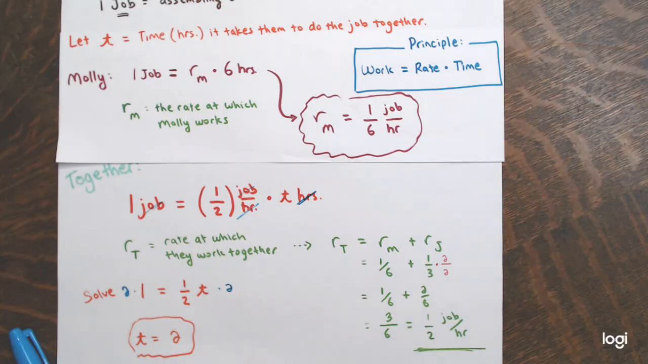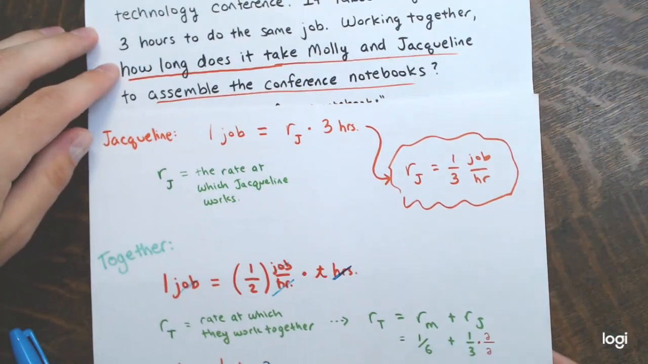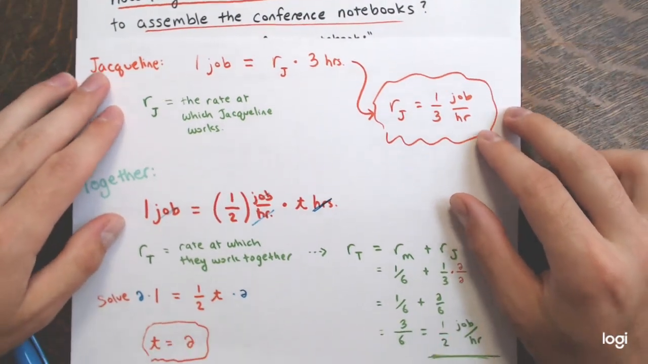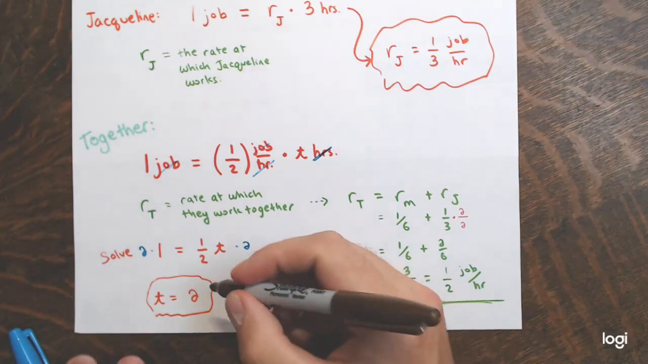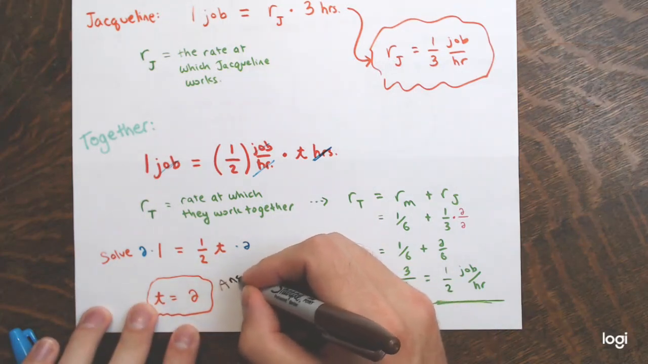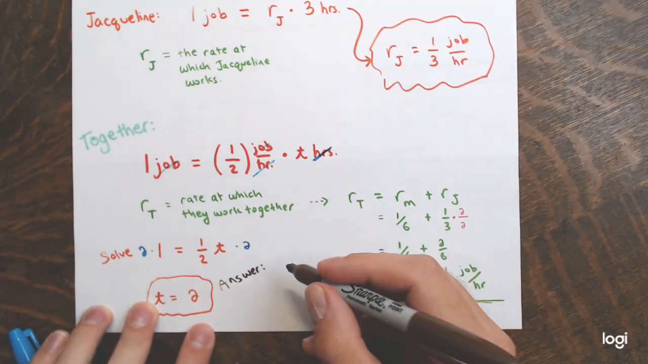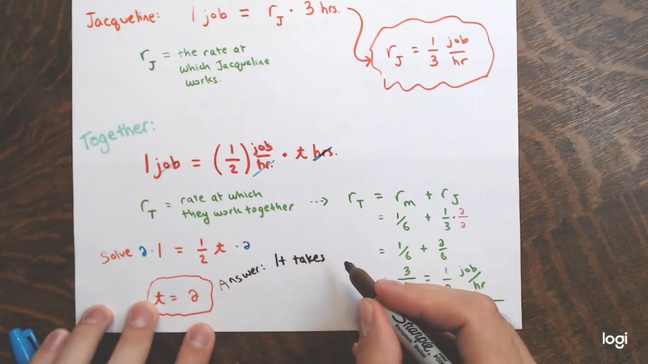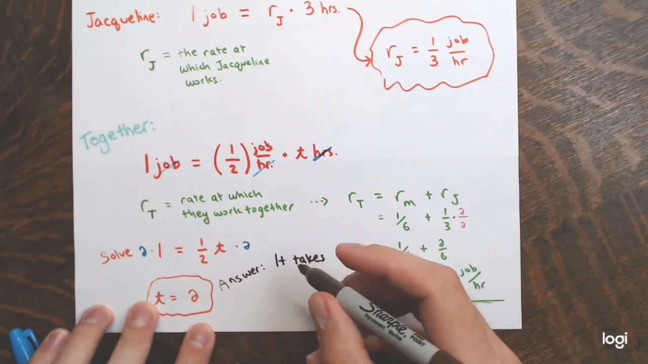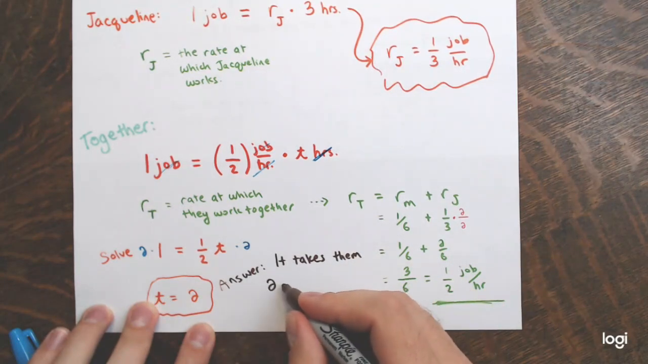So after all this, finding all these rates and figuring out how they do it together, we have determined that it takes them 2 hours to do the job together. So that is actually how I would answer the question, right? So my full and complete answer would be, now you can write Molly and Jacqueline, but I would just say, let's say it takes them 2 hours, right?